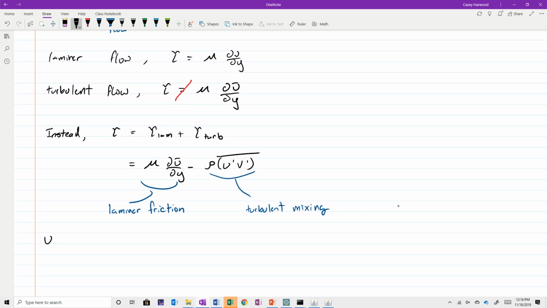And finally, u prime v prime average is always going to be less than or equal to 0. This can be shown by some more in-depth analysis. So tau turbulent is always going to be greater than or equal to 0. What this means is that the shear stress in a turbulent flow is always equal to or greater than the shear stress in a laminar flow.